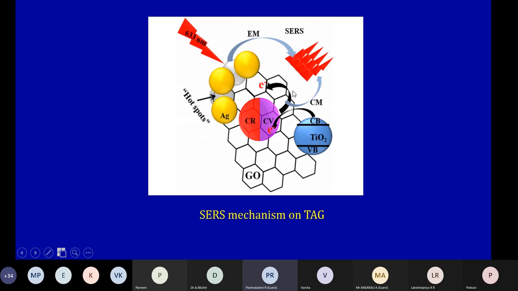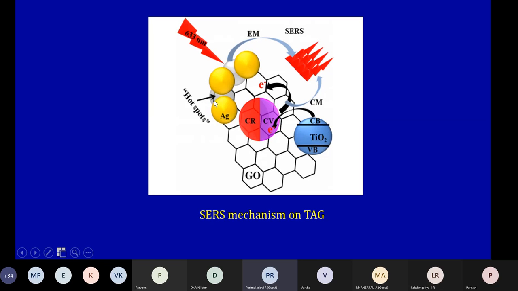Okay, so it normally gives electrons here, and silver will be placed in front of this graphene oxide. So this spot we call a hot spot. The hot spot is the nearest space, the junction between these two particles, that is graphene oxide and silver and titanium oxide. This we call a hot spot.